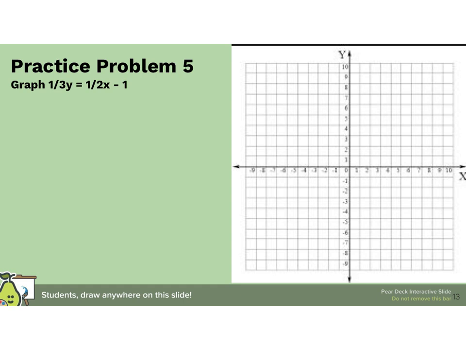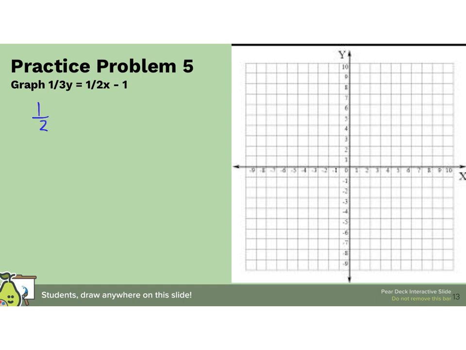Practice problem 5. So this one's a fraction. So this means we're multiplying, okay? Everything is going to get multiplied instead of getting divided. And we flip it over. So instead of 1/3, we're multiplying everything by 3.